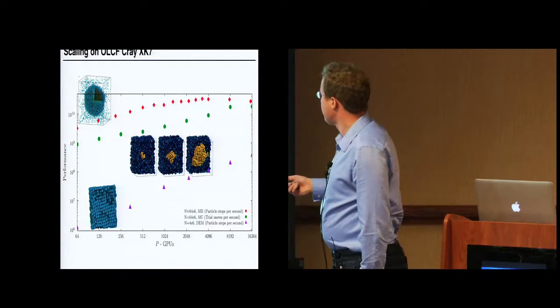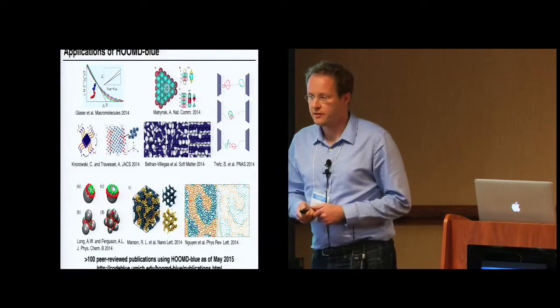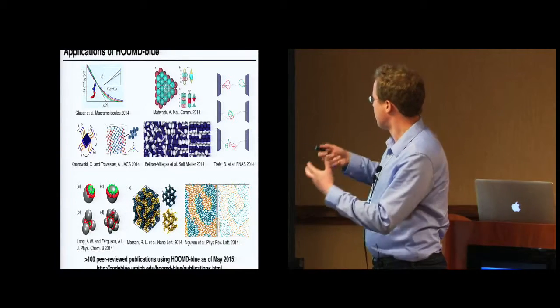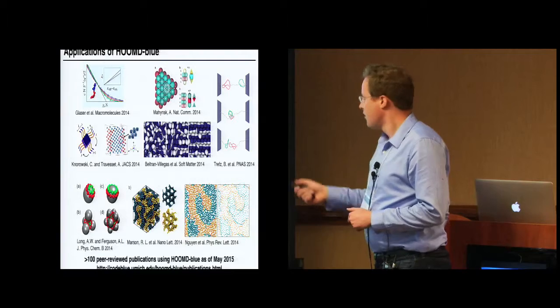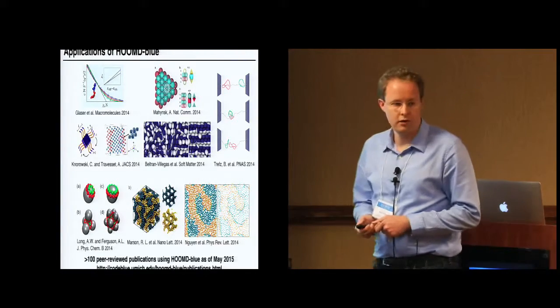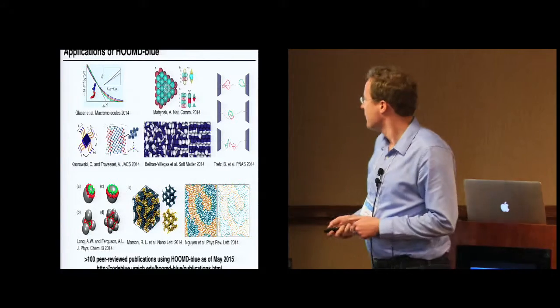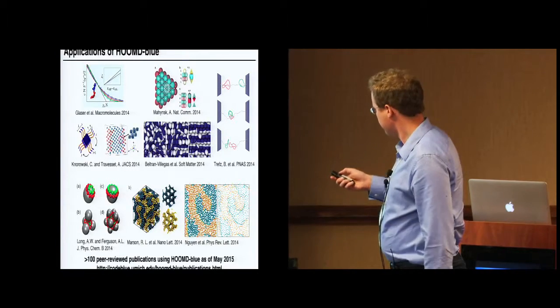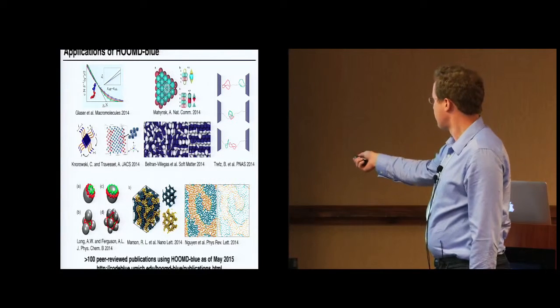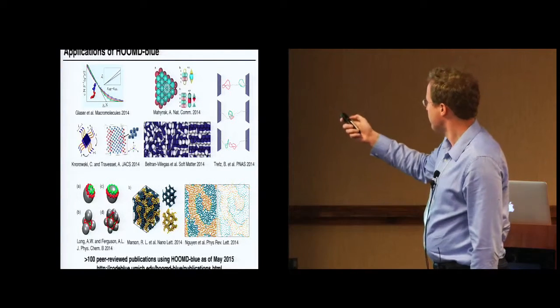So HOOMD is being used in a variety of different scientific contexts, and I'm just putting up this slide to give an impression of how diverse the applications are. We have seen over 100 publications using HOOMD-blue to date, and it's primarily targeting soft matter research like knotting, active matter, and polymers.